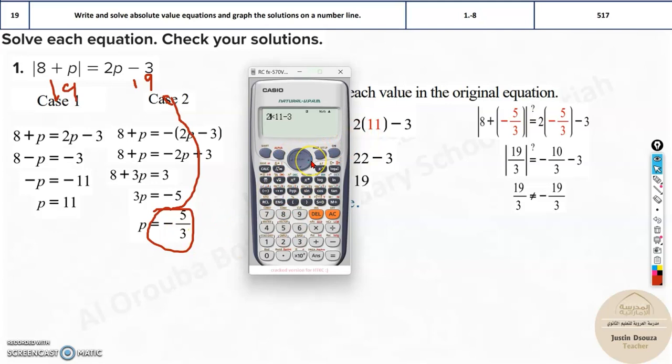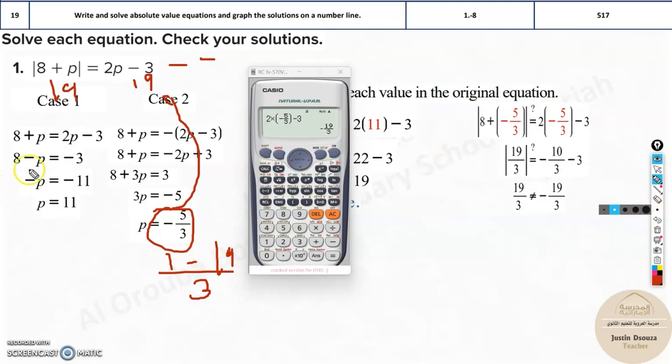p-value. Let me just change this first over here to minus 5 by 3. So bracket minus 5 divided by 3, and close the bracket appropriately, and minus 3. Here we are getting negative 19 by 3. Let's write, in the second value we are getting negative 19 divided by 3.